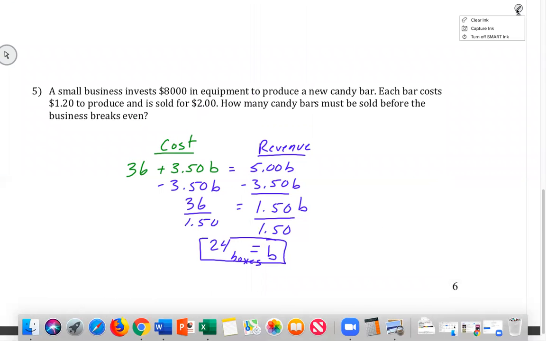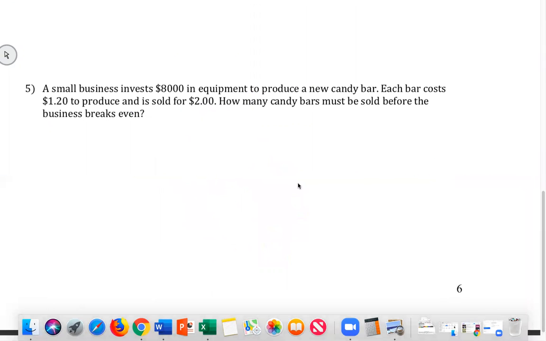Last but not least, and then you guys can finish up working on your web assignment. A small business invests $8,000 in equipment to produce a new candy bar. Yummy. Each bar costs $1.22 to produce and is sold for $2. So cost, $8,000 plus $1.20. All right, and it says candy bar. Let's just use B again for bar. That's going to equal my revenue. Well, I sell each candy bar for $2.